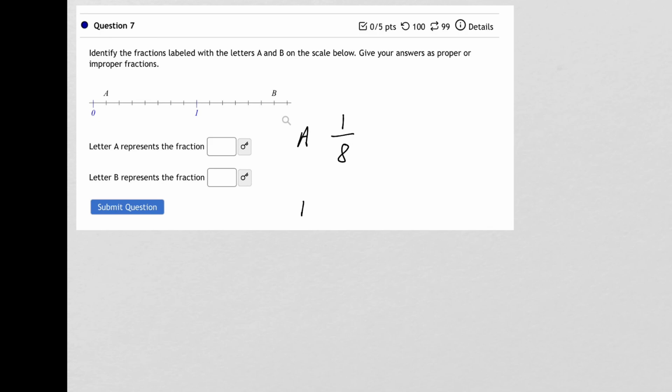Now the B. Again, I have 8 intervals here. So if I keep going, this is 1, 2, 3, 4, 5, 6, 7, 8, 9, 10, 11, 12, 13, 14. So the B is 14 over 8, out of 8. But then that can be simplified.